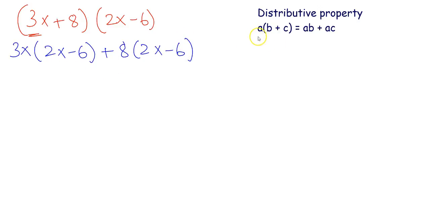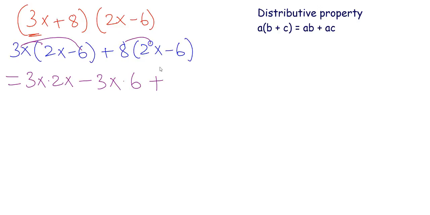Now you can see that it is like the distributive property, a times b plus c equals ab plus ac. So that gives me 3x times 2x, then minus 3x times 6. After that you have plus 8 times 2x, and then 8 times negative 6. Positive times negative is a negative. 8 times 6.